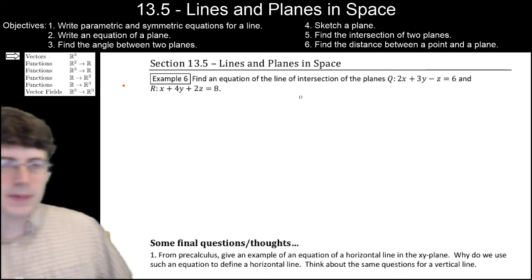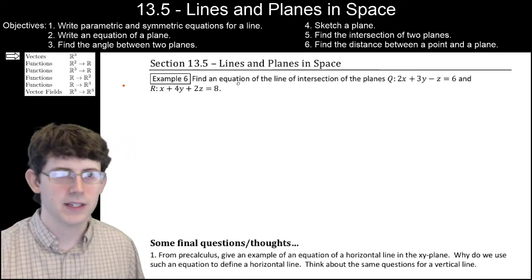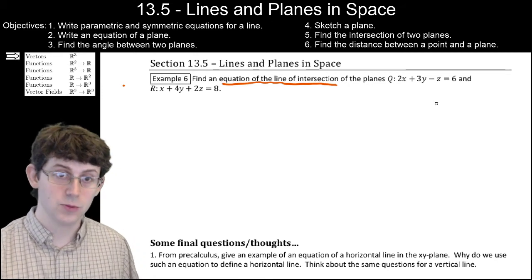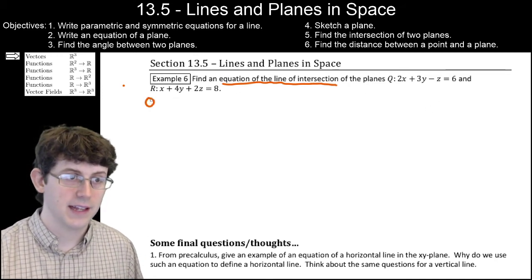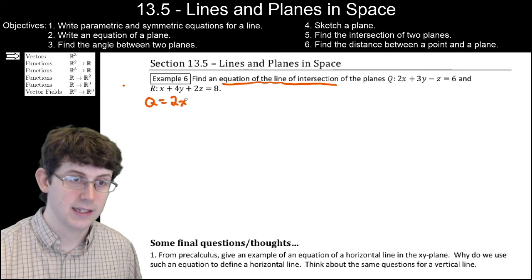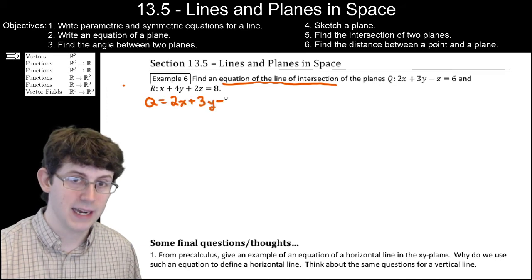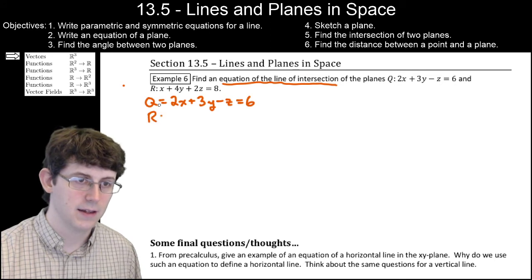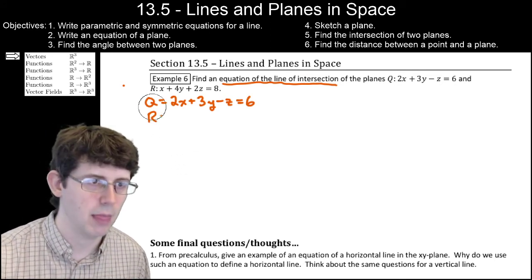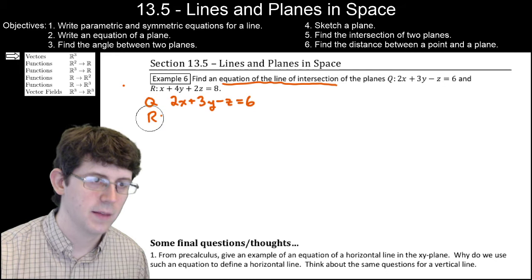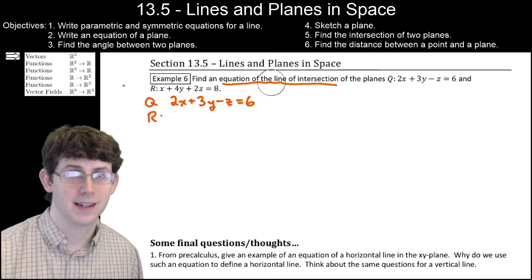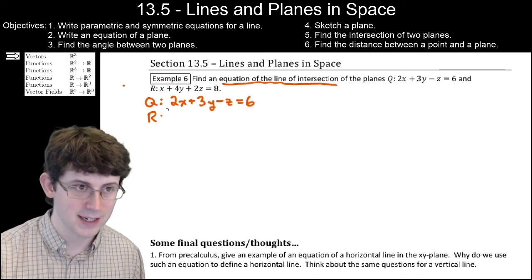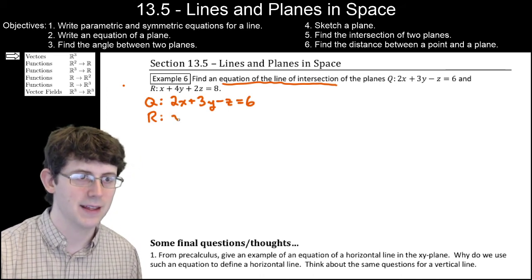Okay, let's do some more complicated stuff here. Let's try to find the equation of a line that you get when you intersect two planes. So we've got the plane Q: 2x plus 3y minus z equals 6. And here's another plane. Oh, did I write Q equals? Blah. The plane doesn't equal 6, so that's a disaster. The plane is given by this equation, and here the plane is given by this other equation.